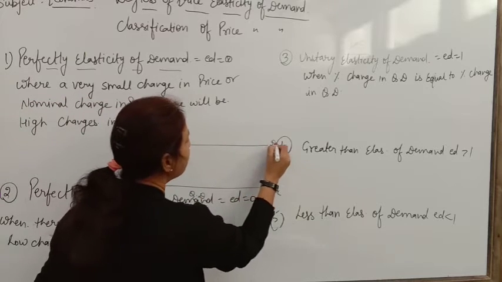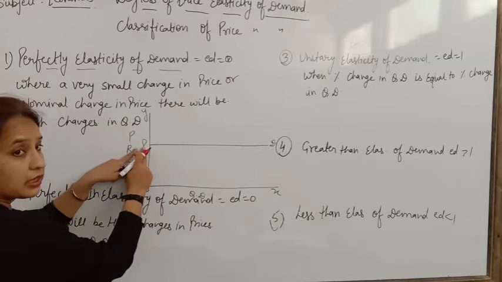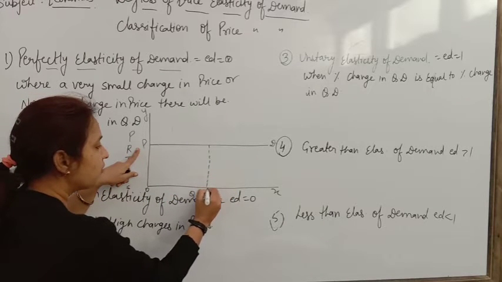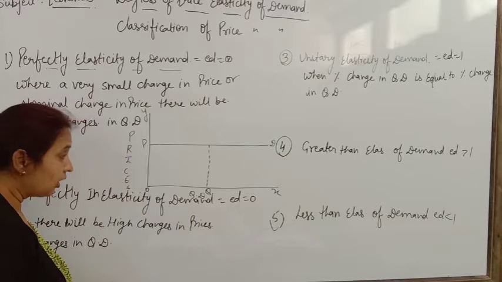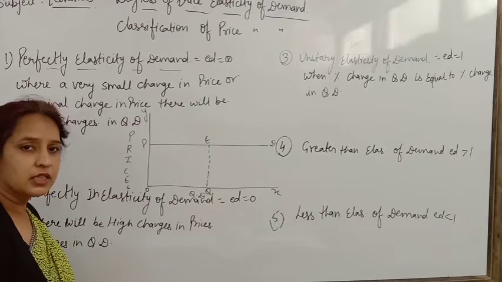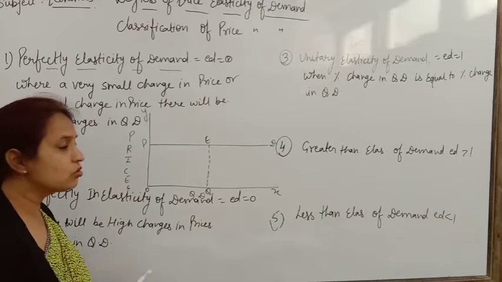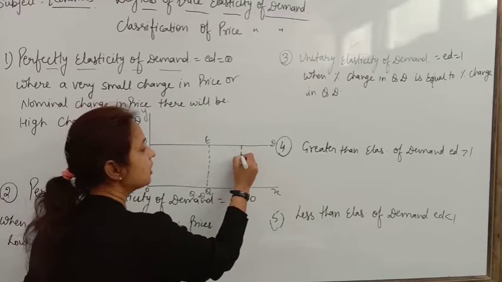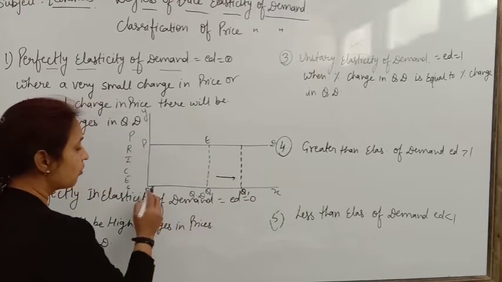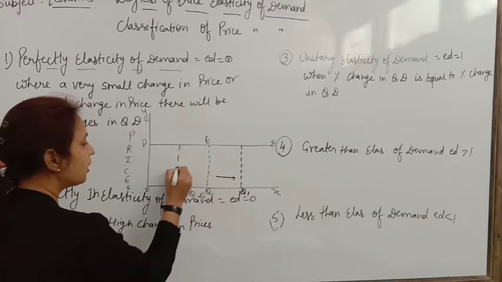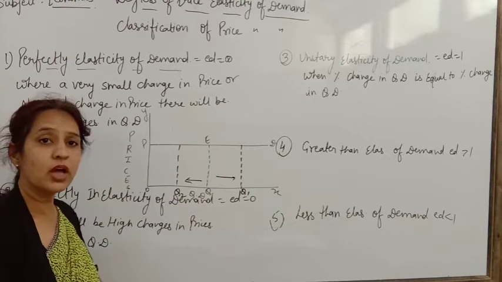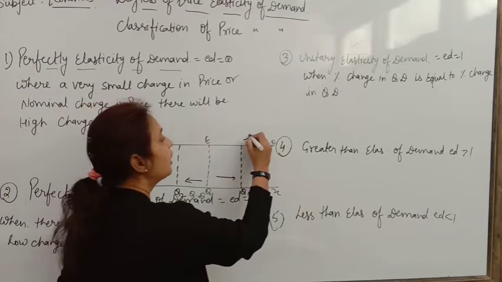The demand curve will be horizontal. Suppose the price is OP. There will be no change in the price, but the quantity demanded is OQ. Due to a nominal change in prices, or we can say no change in the prices, there will be a higher change in quantity demanded. Demand increases from OQ to OQ1, or demand decreases from OQ to OQ2. That situation is known as a perfectly elastic demand curve.